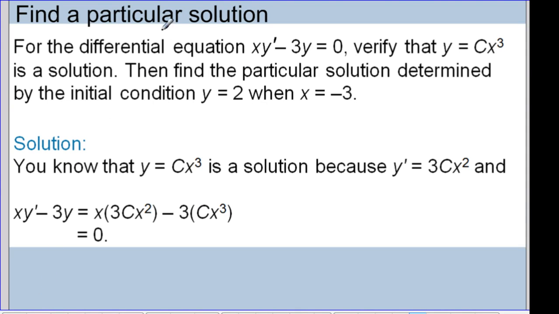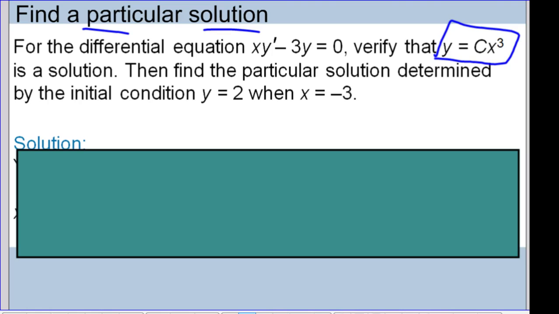We also might want to find a particular solution. Instead of verifying things, I want to figure out that solution. If we have a differential equation, xy prime minus 3y equals 0, it's a two-parter here: verify that y is a solution, then find the particular solution by the initial condition y equals 2 and x equals negative 3. Pretend you didn't see that.